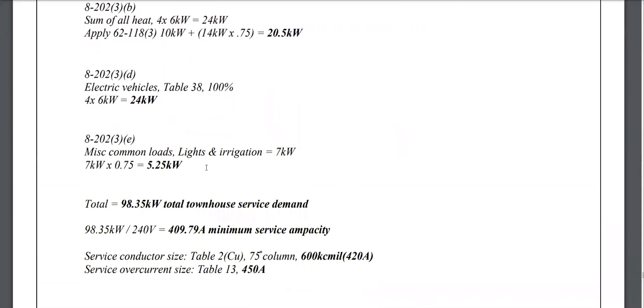And then finally, miscellaneous loads, lights, irrigation, 7 kilowatts. Total, it says take those at 75%. And the total we get is 98.35 kilowatts.